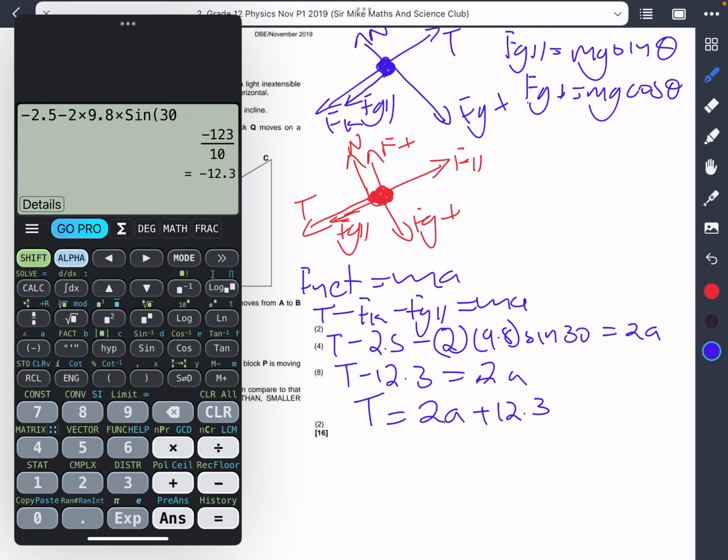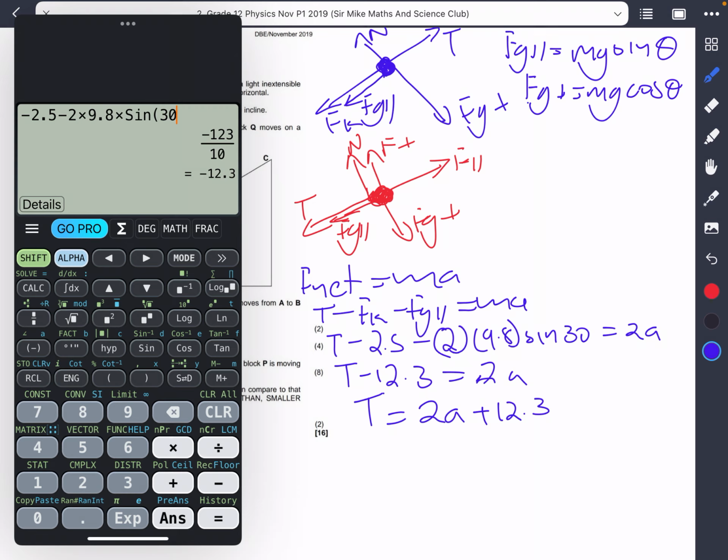Now this would be the equation that I would have if I were to calculate, let's say, tension, if I were using that block, I think it's block P. Now remember, I said that whatever tension you would find using block P would be the same tension you would get using block Q. And whatever acceleration you find using block P would be the same if you were using block Q.